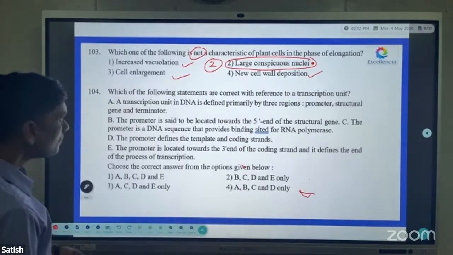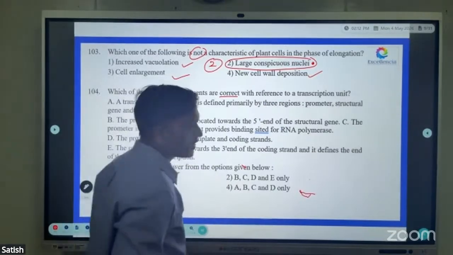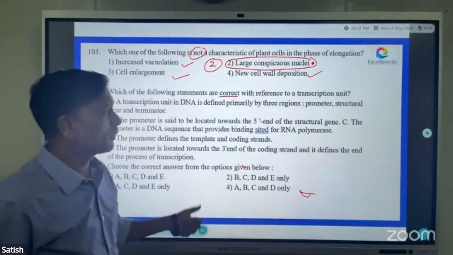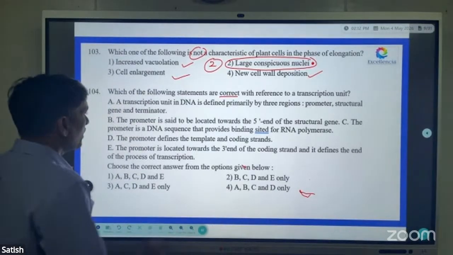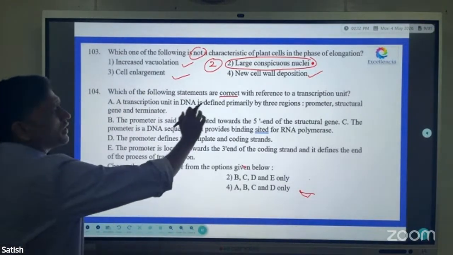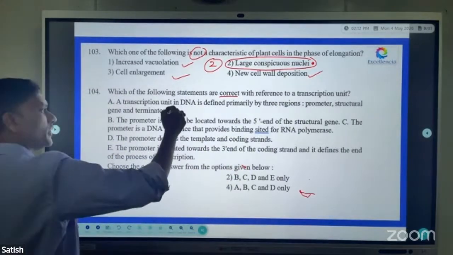Next one. Which of the following statements are correct with reference to transcription unit? This question is related to molecular basis of inheritance. Within the molecular basis, the subtopic is transcription. A transcription unit in DNA is defined by three regions. Yes, promoter, structural gene, and terminator. Correct.